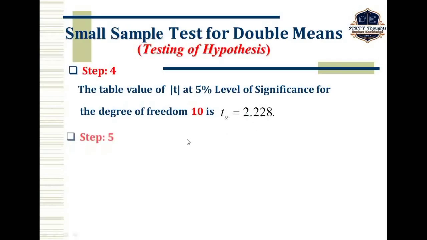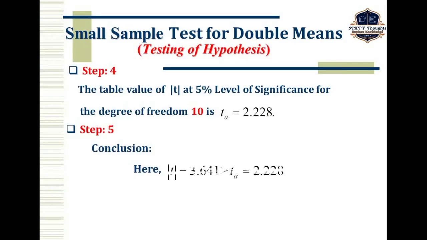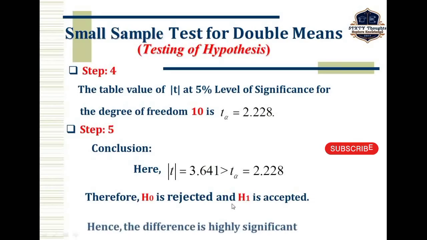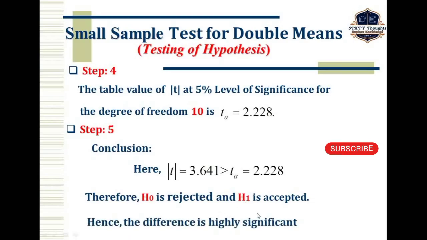Now we write step number 5. What is step number 5? We write the conclusion using step number 3 and step number 4. Here the calculated value, modulus of t equal to 3.41, is strictly greater than the table value t alpha equal to 2.228. Therefore, we reject the null hypothesis H naught and accept the alternative hypothesis H1. Hence the difference is highly significant.